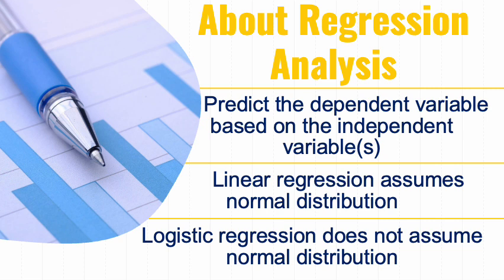Simple linear regression allows us to develop an equation for predicting the value of the dependent variable based on the value of the independent variable. Multiple linear regression takes this concept one step further and allows us to examine the ability of two or more independent variables to predict the value of one dependent variable.